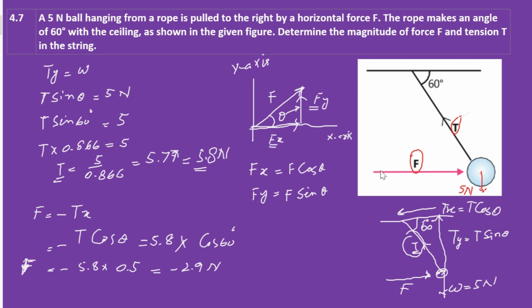And the component of the force F, which is acting towards the right, is opposite to Tx or T cos theta. So F will be equal to negative of Tx, and Tx is T cos theta. The value of T we have calculated is 5.8, and we multiply it by cos of the angle, which is 60 degrees with the horizontal. Cos 60 is 0.5, and multiplying 5.8 with 0.5 will give us 2.9. So the force F will be equal to negative 2.9 Newton, and the tension in the string will be equal to 5.8 Newton.